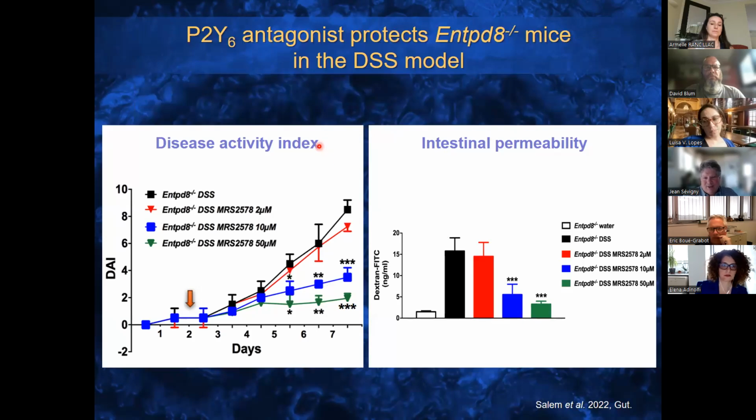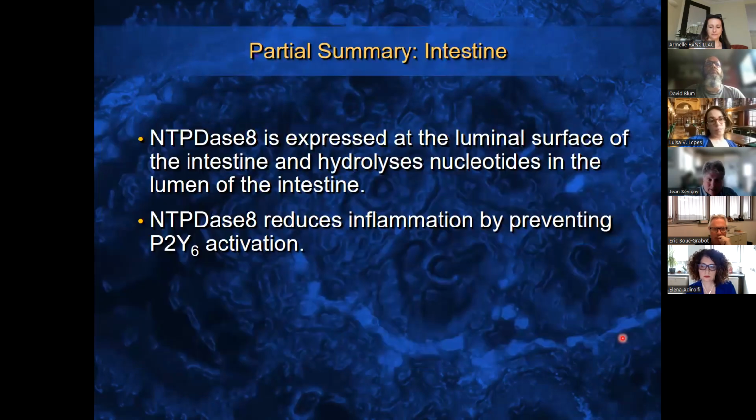And again, to make a very long story short, these NTPDase8 knockout mice, which are very sensitive to colitis, with a very high grade of colitis, this inflammation can be reversed by a dose-dependent concentration of P2Y6 antagonists. As you can see here, you increase the dose of the P2Y6 antagonist given intrarectally, and you can reverse the inflammation in these mice. Of course, we have much more data to support the implication of P2Y6 in this system.